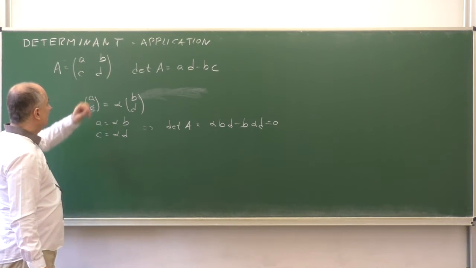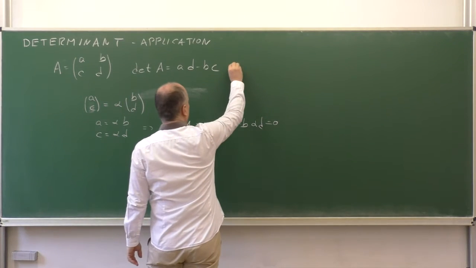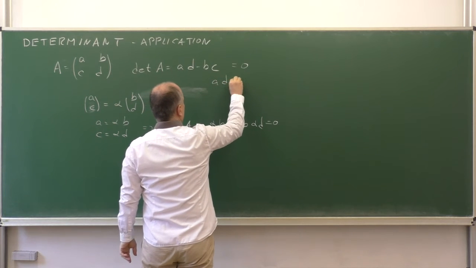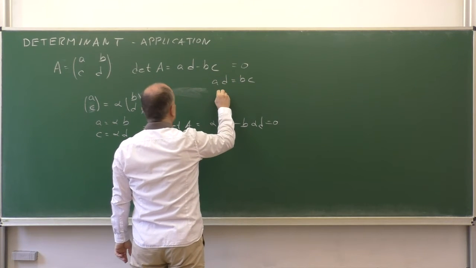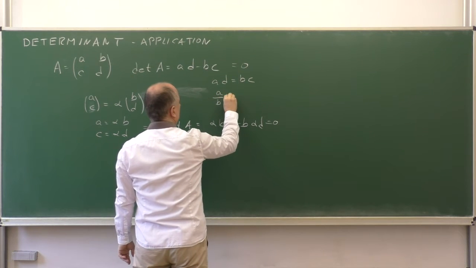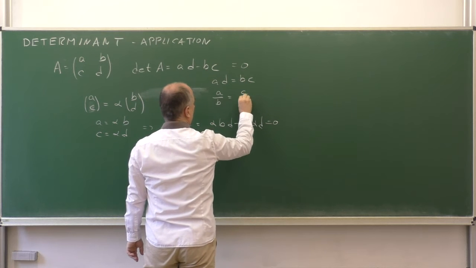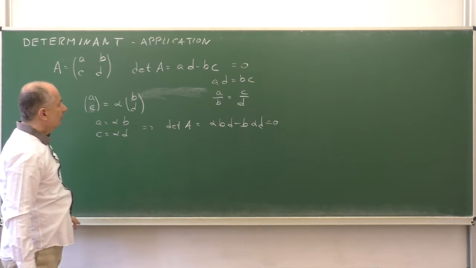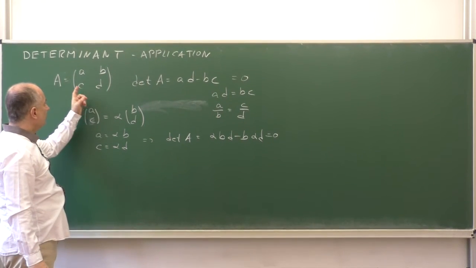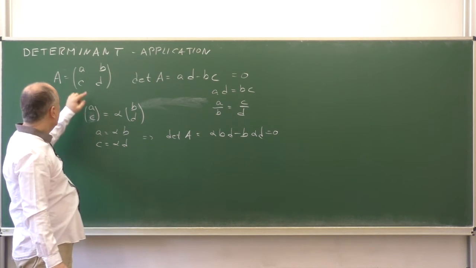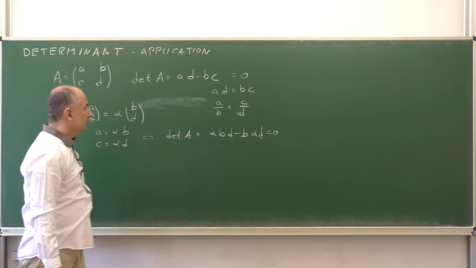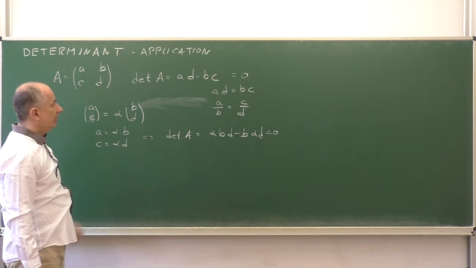And vice versa, if the determinant is 0, then AD is equal to BC. That means A over B is C over D. That means the ratio of A and B is the same as the ratio of C and D. That means the two columns are in this fixed ratio. That means one of them is a multiple of the other.